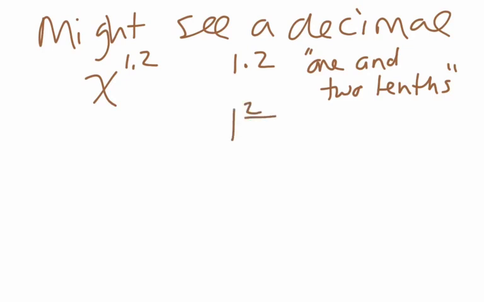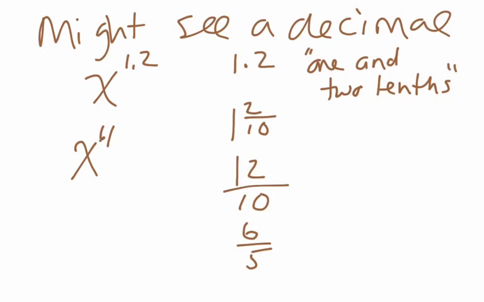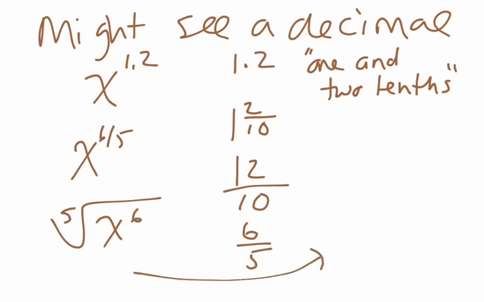So that would be 1 and 2/10 as a mixed number. And then to change from a mixed number to a fraction, you would do 10 times 1 plus 2, which is 12 over 10. That actually simplifies to 6/5. And so you end up with 6/5, or you could write it as the 5th root of x to the 6th, or, oh my gosh, it just gets so much more fun.